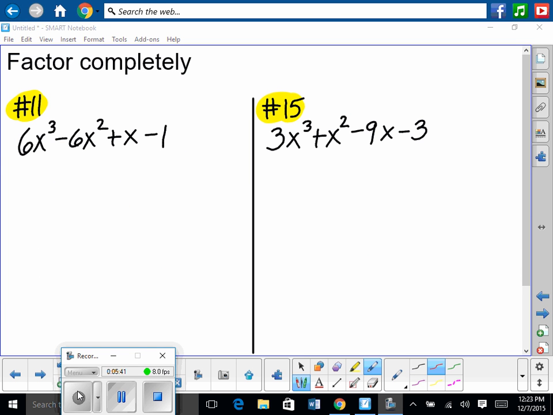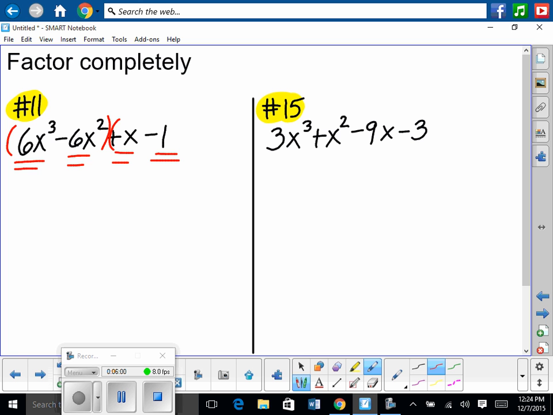Okay, the next piece says factor completely. The first thing we do is check, always with factoring, we always check, is there something in common we can pull out in all the terms? In number 11, nothing factors out in the beginning. There's nothing in common in all 4 terms. So we know if we have 4 terms, 1, 2, 3, 4, then we will always try factoring by grouping.